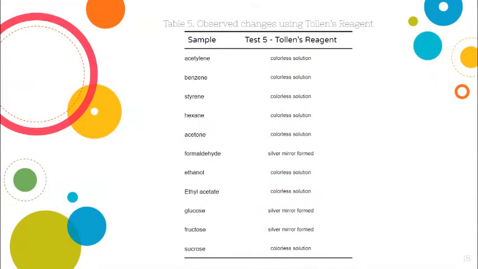For the last test, the observed change was either a colorless solution or the formation of a silver mirror. The colorless solution indicates no reaction or absence of an aldehyde functional group, while the formation of a silver mirror, as observed with formaldehyde, glucose, and fructose, indicates reaction of the reagent with an aldehyde.